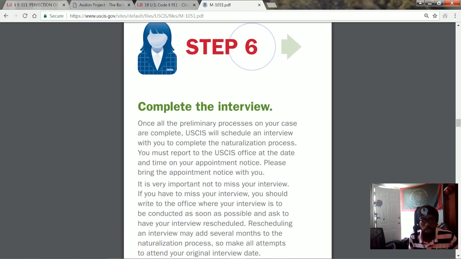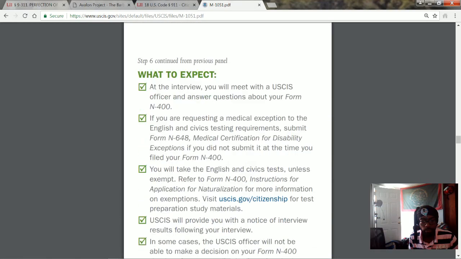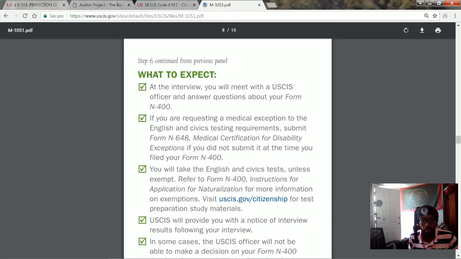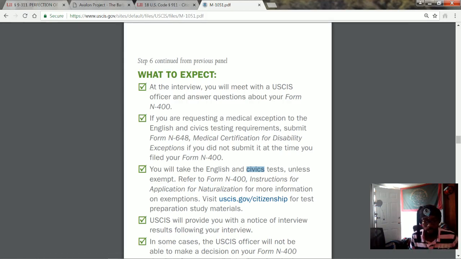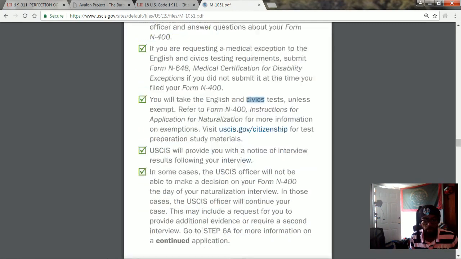Complete the interview. Once all the preliminary processes on your case are complete, USCIS will schedule an interview with you to complete the naturalization process. What to expect. At the interview, you will meet with the USCIS officer and be asked questions about your form. If you are requesting a medical exception to the English and civics testing requirements, submit Form N-648. You will take the English and civics test, unless exempt. For more information, USCIS will provide you with a notice of interview.